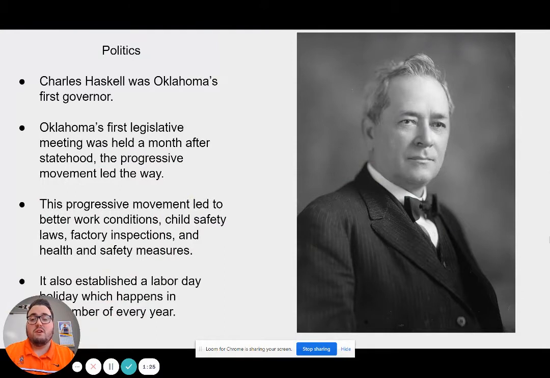This is a picture of Charles Haskell. Charles Haskell kind of won. It wasn't an actual election, it was just kind of a popular poll, realizing that he was the most popular candidate in Oklahoma. Once Oklahoma gets President Roosevelt to enact the Enabling Act in 1906, realizing that Oklahoma is going to be just one state, Charles Haskell is chosen as Oklahoma's first governor. He eventually takes office on November 16th, 1907. So Charles Haskell was elected Oklahoma's first governor.